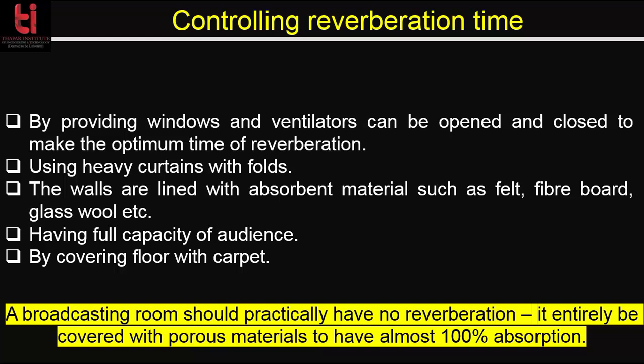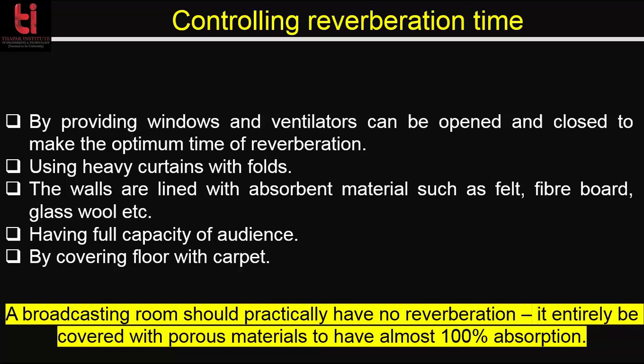So now the second point is how we can control the reverberation time. By providing windows and ventilators that can be opened and closed, we can make the optimum time of reverberation. We need to use heavy curtains with folds. The walls are lined with absorbent materials such as felt, fiberboard, glass wool, etc. We need to have a full capacity of audience. Also, we need to cover the floor with carpets.